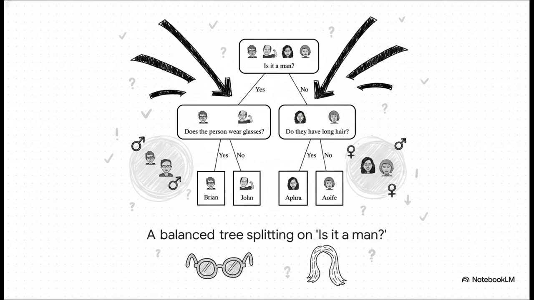But notice how the logic branches out. If you ask, is it a man, right out of the gate, you perfectly slice the data right down the middle. By splitting your dataset this way, you average exactly 2 questions per game. You've completely optimized your questioning path.